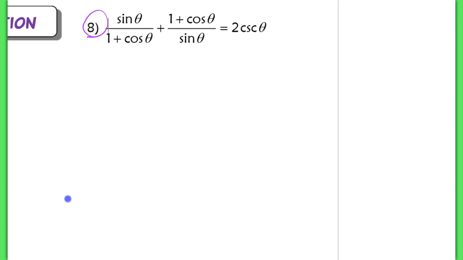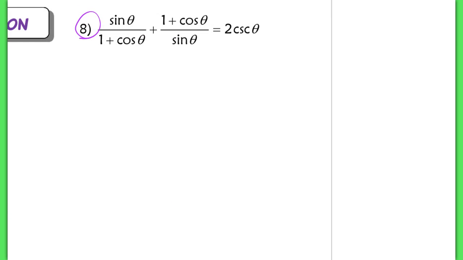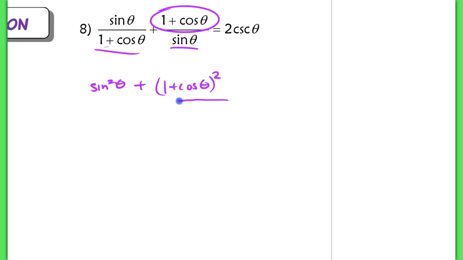Alright, now in number 8, I want to actually share our denominator. So I want to create one giant fraction here on the left hand side and find a common denominator. So our common denominator would be sine theta times 1 plus cosine theta. So on my left hand side I'd have to multiply by sine theta, so I'd have sine squared theta, and on the right hand side I'd have to multiply by another 1 plus cosine theta. So I actually have 1 plus cosine theta squared all over sine theta times 1 plus cosine theta.